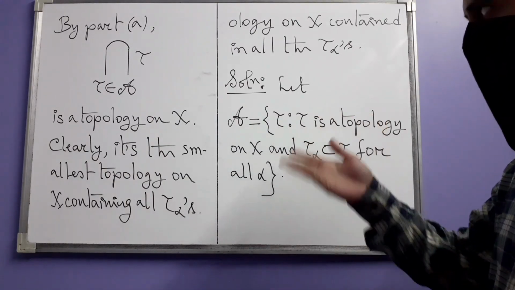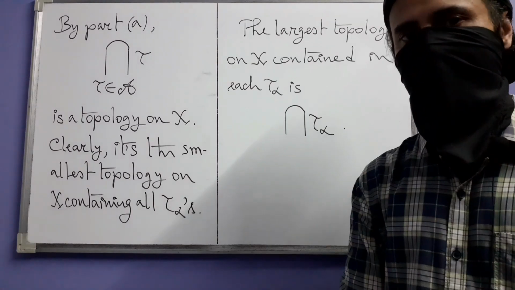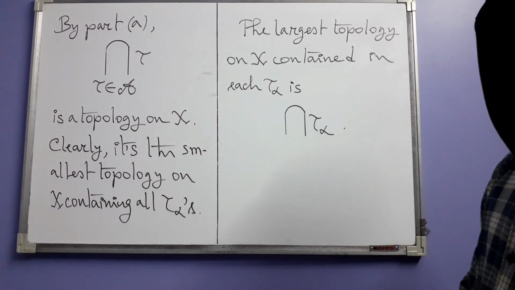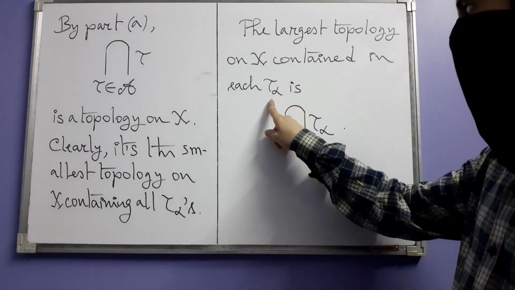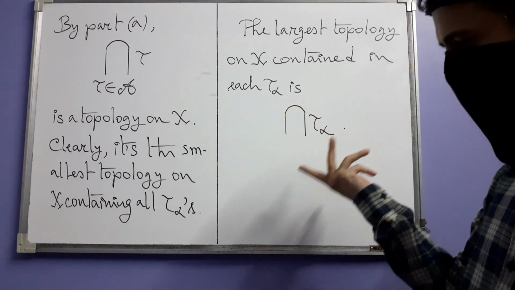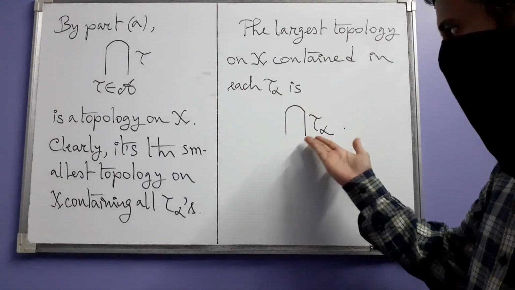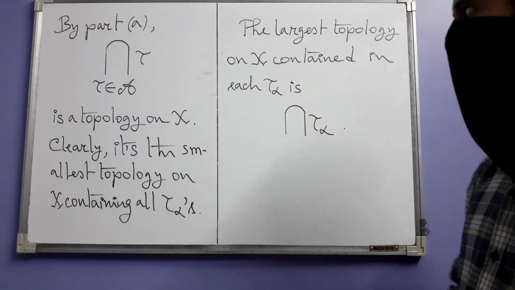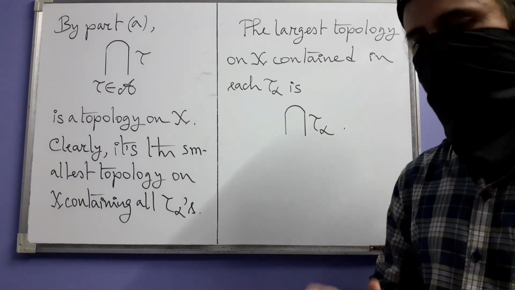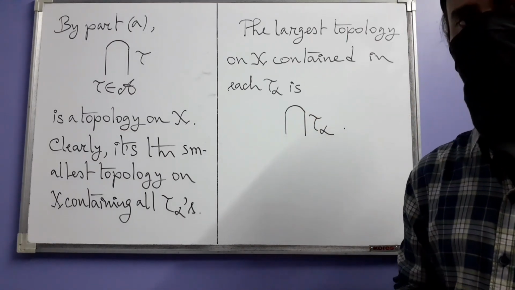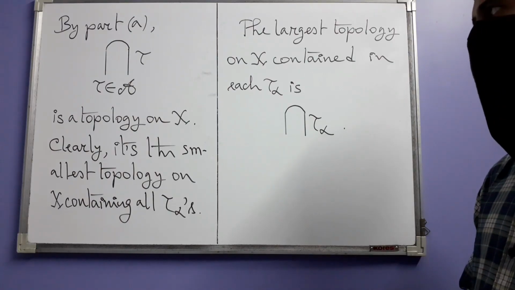And then of course we have that largest one also. The solution is not over. And this second part is quite easy. The largest topology on X contained inside each tau alpha is the intersection of all the tau alphas. By part A, again, just like that one, this one is also a topology on X. And why it's the largest one to be contained in each tau alpha, that part I leave to you to figure out. And next we have part C also.